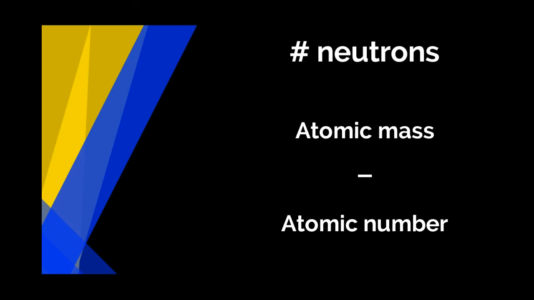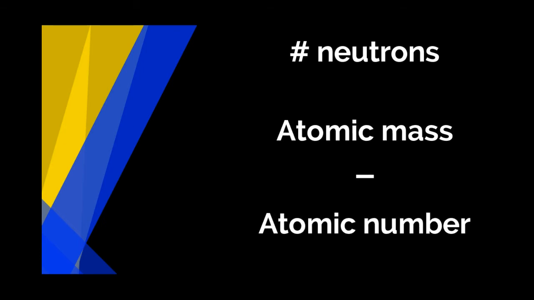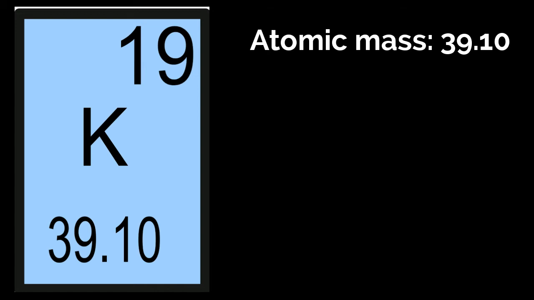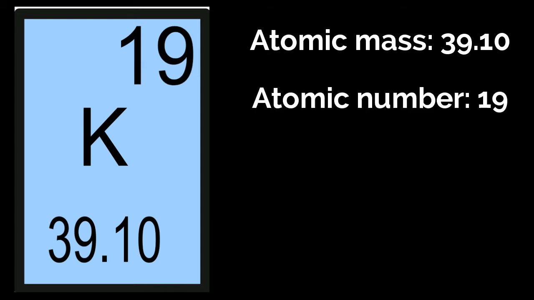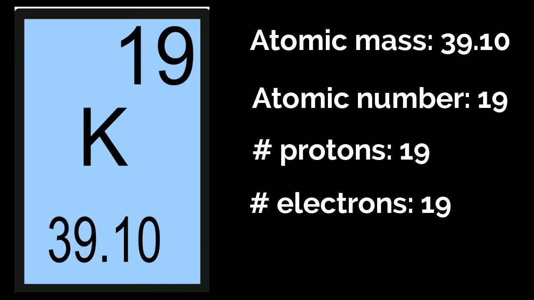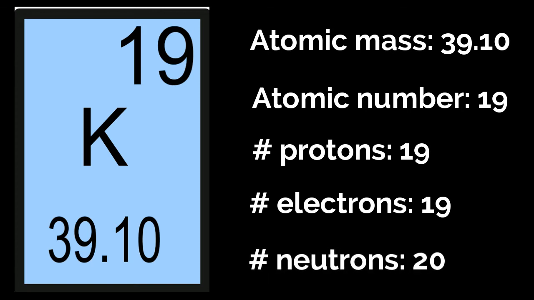So, we are now ready to find the number of protons, neutrons, and electrons. To find the number of neutrons, we can simply subtract the atomic number from the atomic mass. Potassium. The atomic mass is 39.10. Atomic number is 19. Number of protons is 19. Number of electrons is 19, since in a neutral atom, number of protons is equal to the number of electrons. To get the number of neutrons, subtract the atomic number 19 from atomic mass 39.10. The number of neutrons is equal to 20.